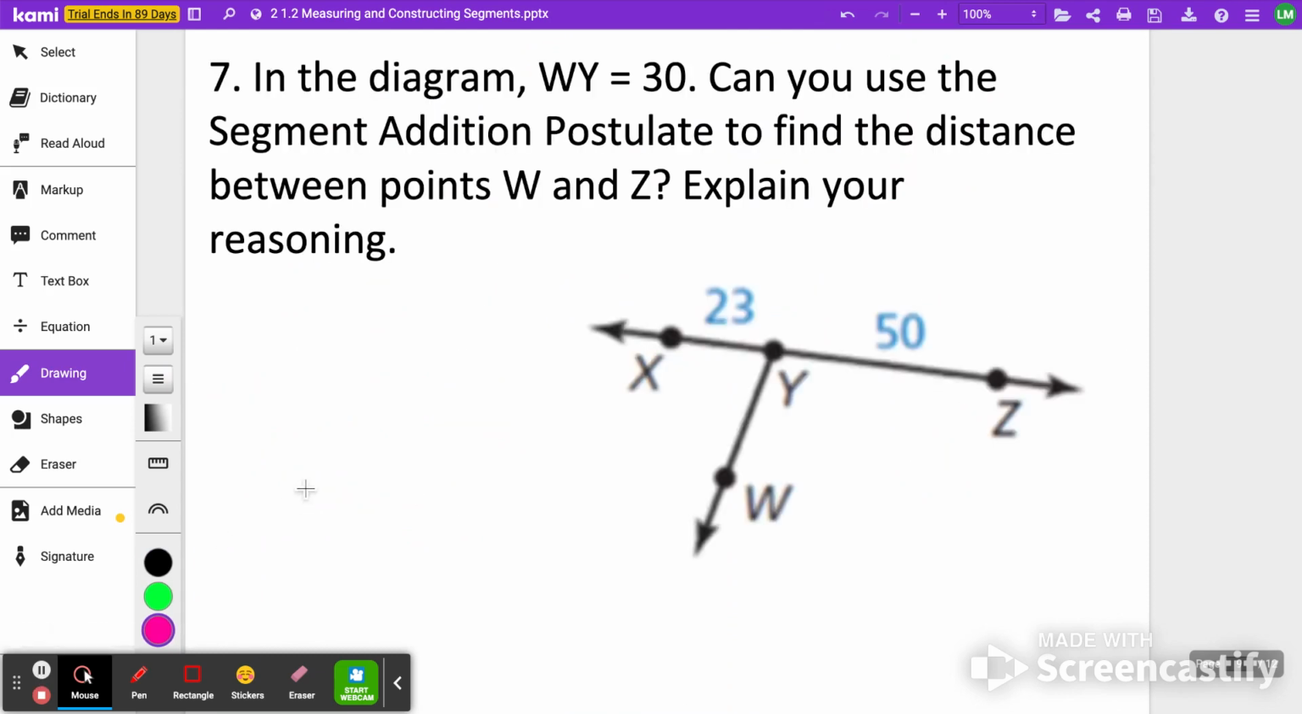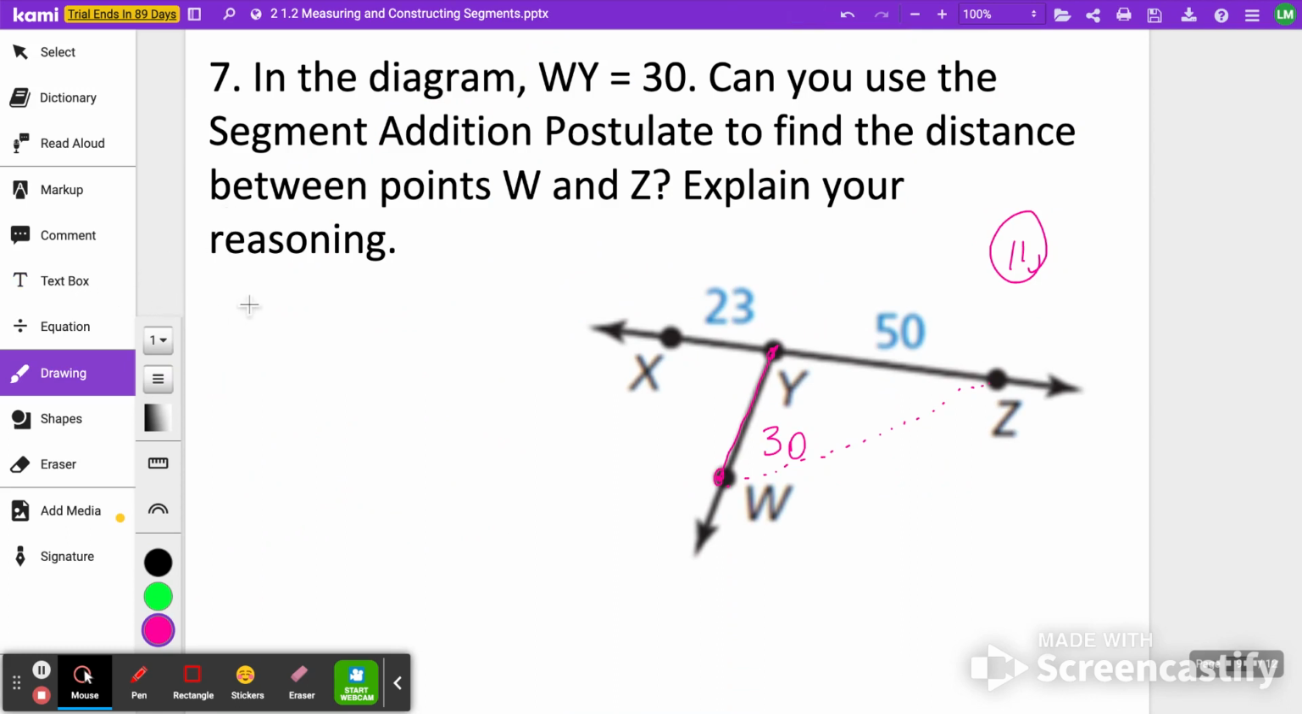All right, this next one is kind of a continuation from what we just saw in number 6. It says in the diagram, WY is equal to 30. So they're telling us that this is equal to 30, from W here to Y. Okay, can you use the segment addition postulate to find the distance between points W and Z? So W is here, Z would be here. So this line right here. Maybe pause, take a moment, see if you can answer and explain your reasoning. And when you're ready, click play to come back.